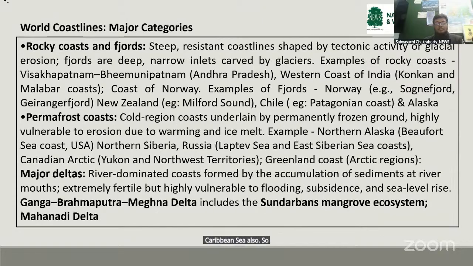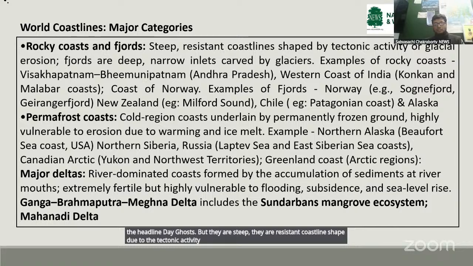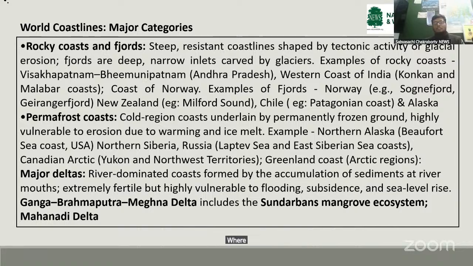So the next are the rocky coast and the fjords. Rocky coasts are more or less similar to the headland bay coasts, but they are steep. They are resistant coastline shapes due to tectonic activity or glacial erosion, whereas fjords are deep, carved by glacier activity.